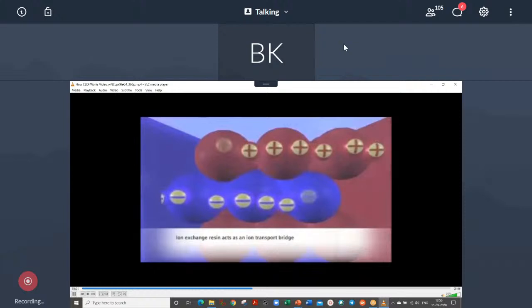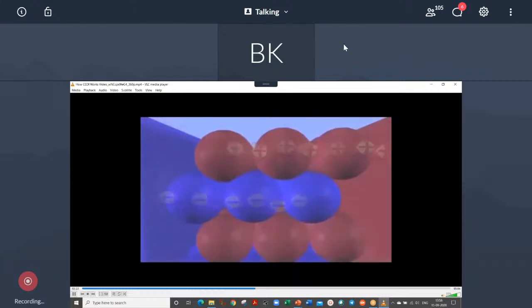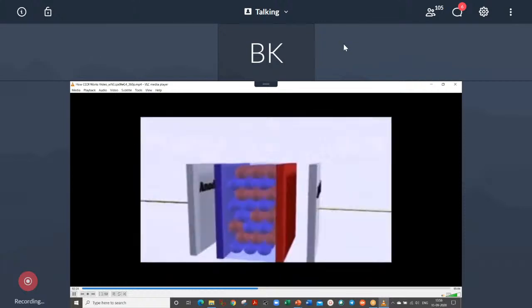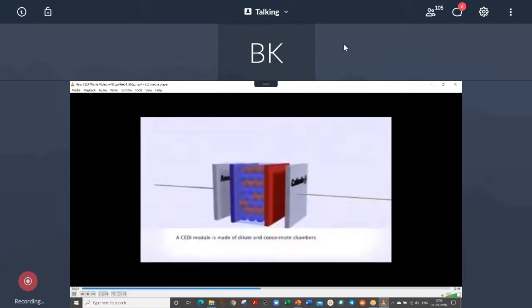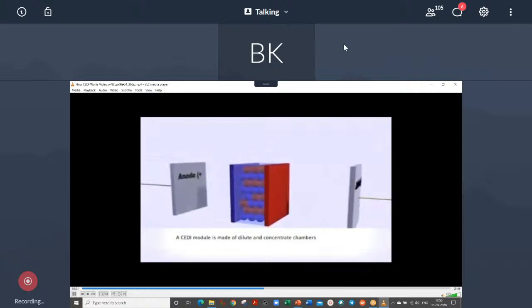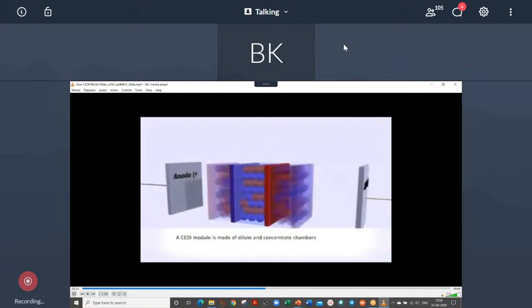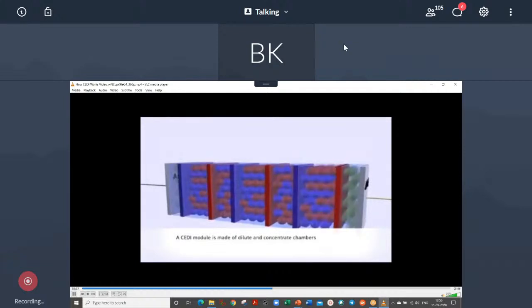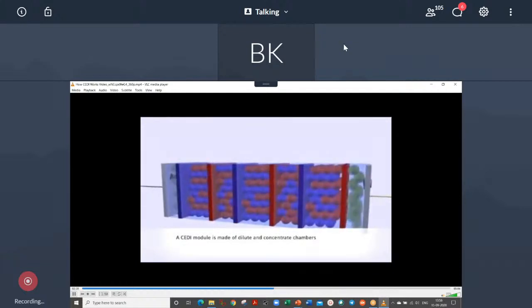Taking a step back to look at how an Ion Pure CEDI module is constructed, we can see that if we move the electrodes farther apart and continue to add resin beads sandwiched between the cation and anion selective membranes, we create a series of water purification compartments, alternating with compartments where the ions are concentrated.